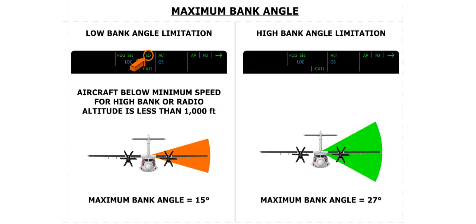The maximum bank angle used during turns varies automatically. When the airspeed is below the minimum speed for high bank, or if the radio altitude is less than 1,000 feet, the system will limit the bank angle to 15 degrees. This will be indicated by the LO label on the FMA. Otherwise, the maximum bank angle is 27 degrees.